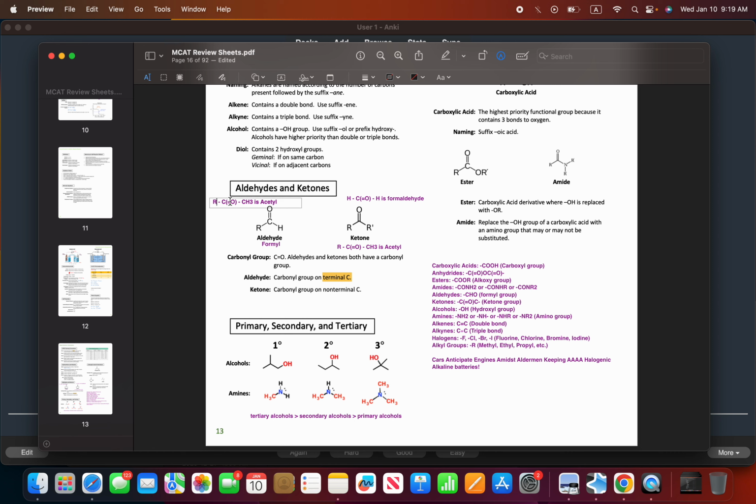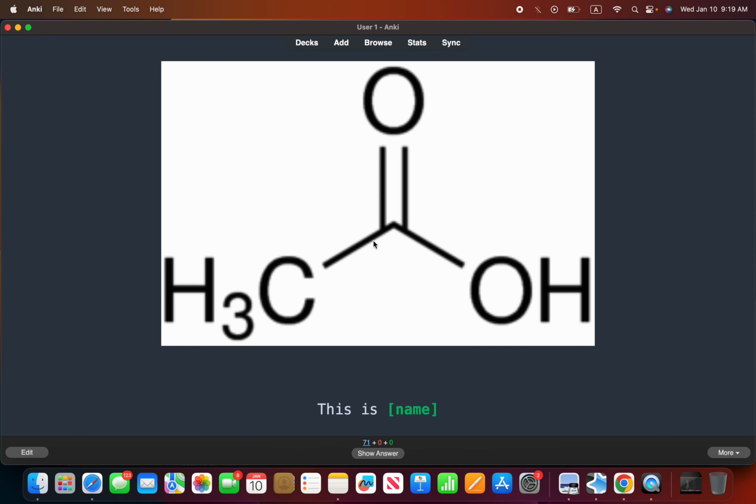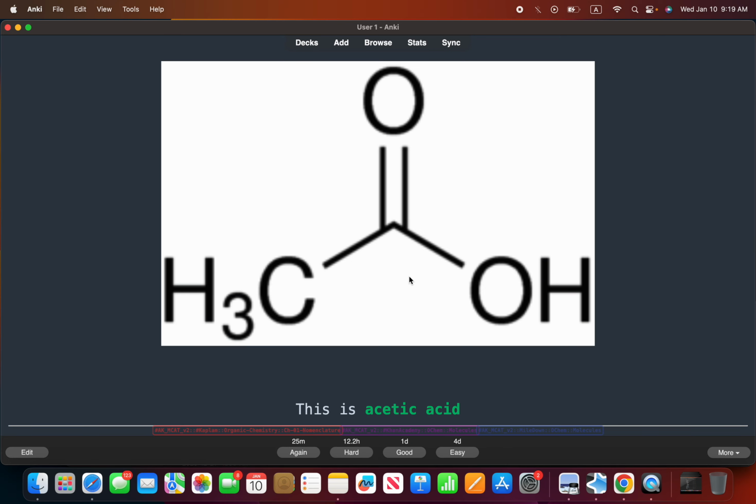So we have the C double bond, and then H. Now here it's H if this is CH3. Acetaldehyde. This then is acetan form, like acetoic acid, acetic acid.